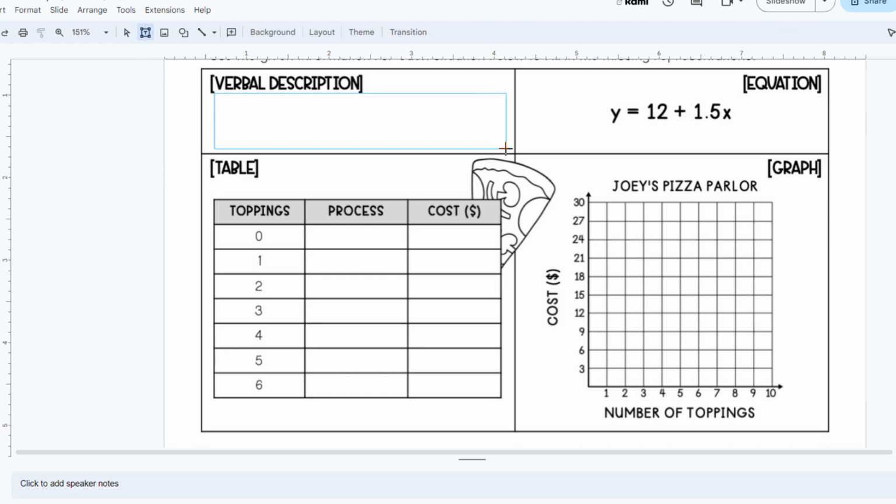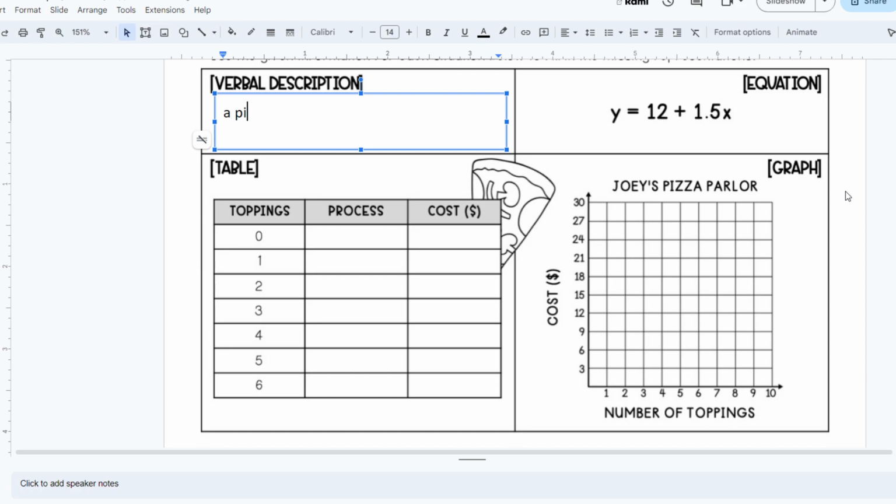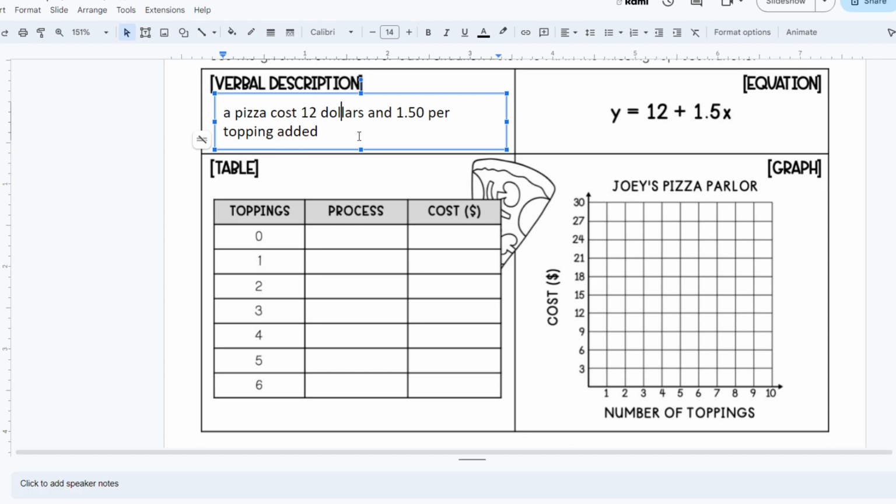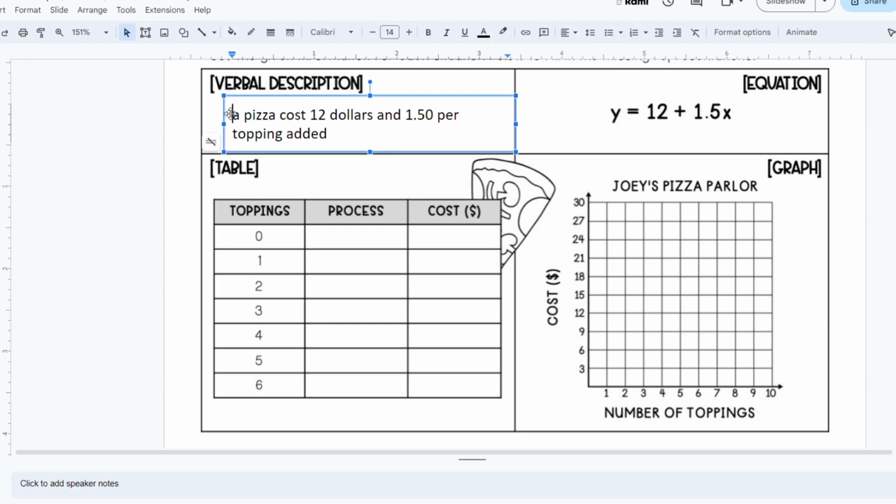So I'm going to say a pizza costs $12, and it looks like it starts at 12 and costs $1.50 per topping. So I'm going to say, and $1.50 per topping added. And that's my verbal description. Pizza costs $12 and $1.50 per topping added. Easy as that. Doesn't have to get more complicated than that.